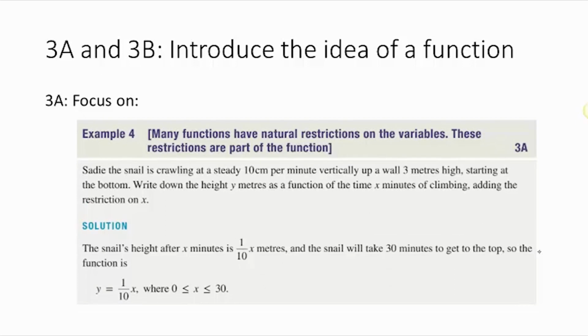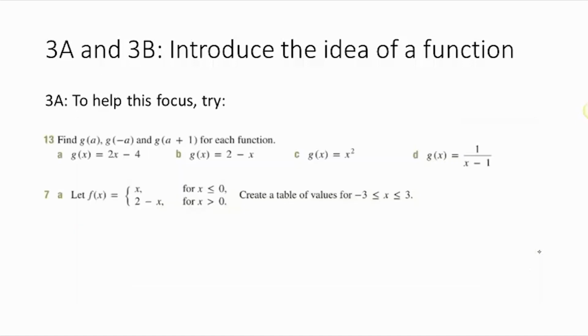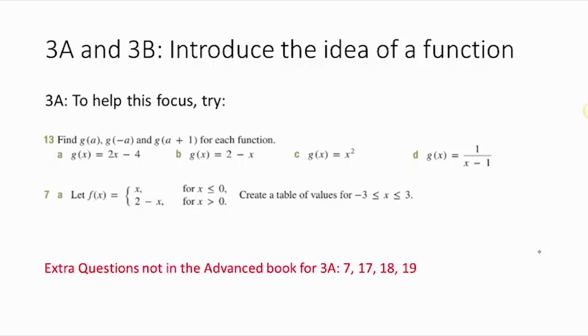And this example is an important one, example 4. The idea that many functions have this natural restriction on their variables by the nature of the question, such as this one with the snail, Sadie the snail. These are the questions that I would pull out of the exercise at the end, as making sure all students definitely completed these questions. And these are the questions that are not in the advanced book in 3A. So the ones that the authors deem are important to set you up for that Extension 1 level.